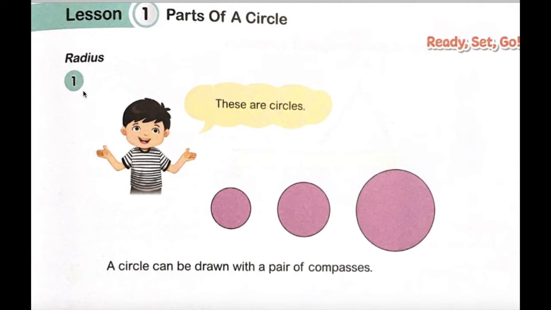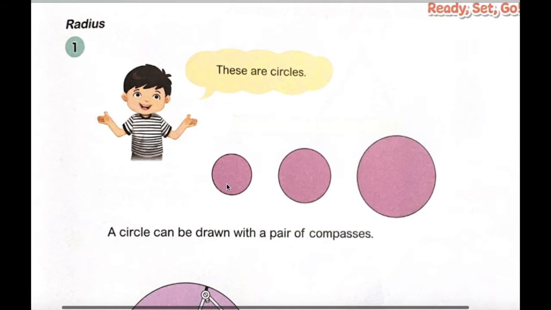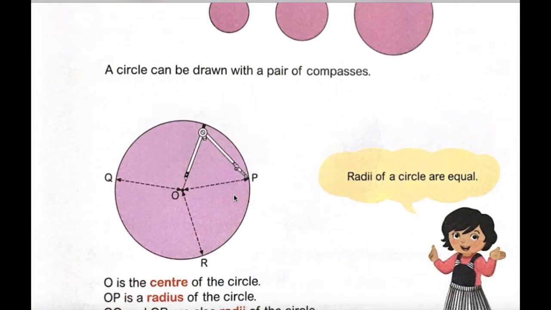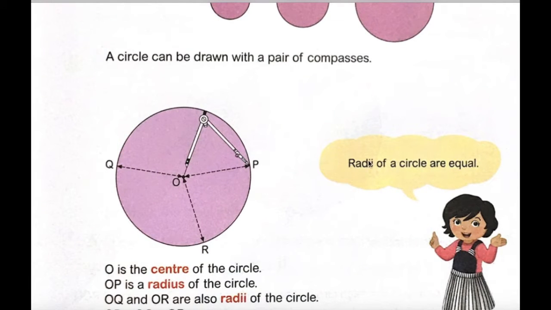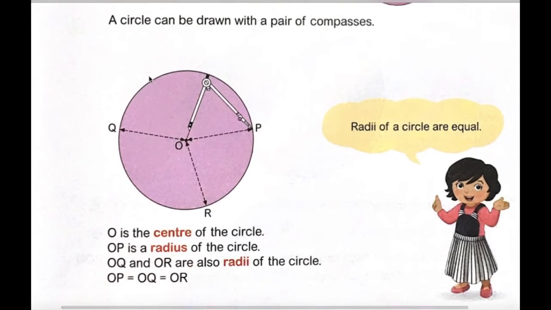Radius, okay, you can see circles. You can draw a circle with a pair of compasses, and radii of a circle are equal. Radii itu adalah bentuk banyaknya dari radius. Radius itu berarti hanya satu, kalau radii itu berarti banyak.